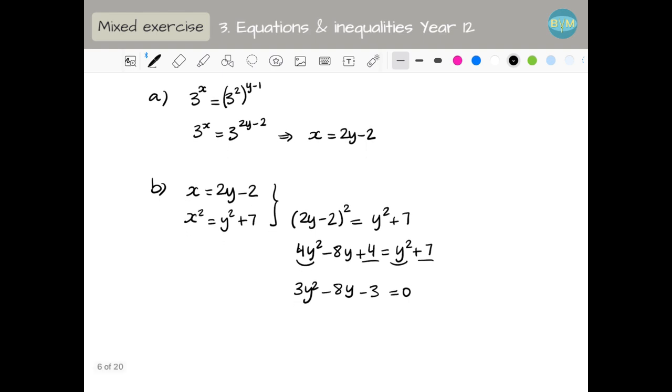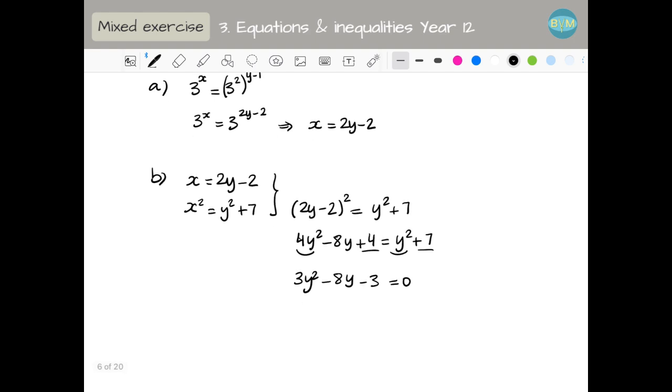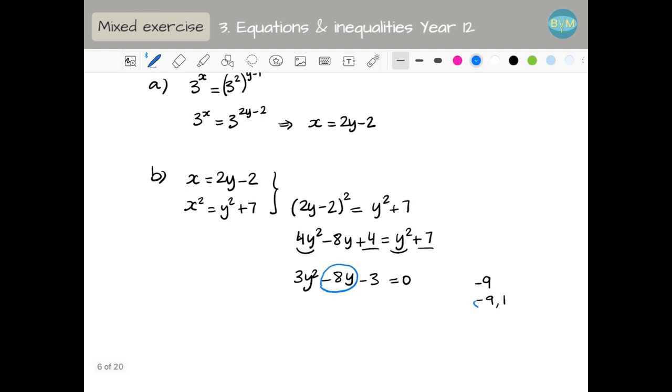So we can use the quadratic formula or just try to factorize. We need two numbers that multiply together to give the product of these two, which is minus 9. So I have minus 9 and positive 1, because when I add them together, I have minus 8. So I'm going to write this minus 8y as minus 9y plus y. So I can rewrite it as 3y squared minus 9y plus y minus 3, substituting minus 8y by minus 9y plus y.